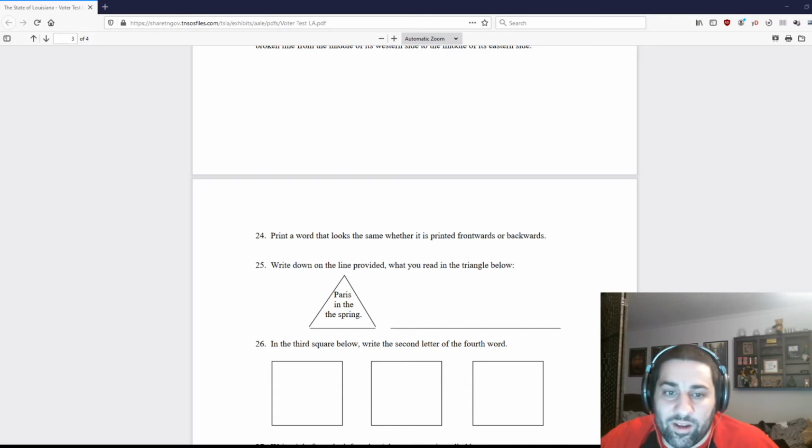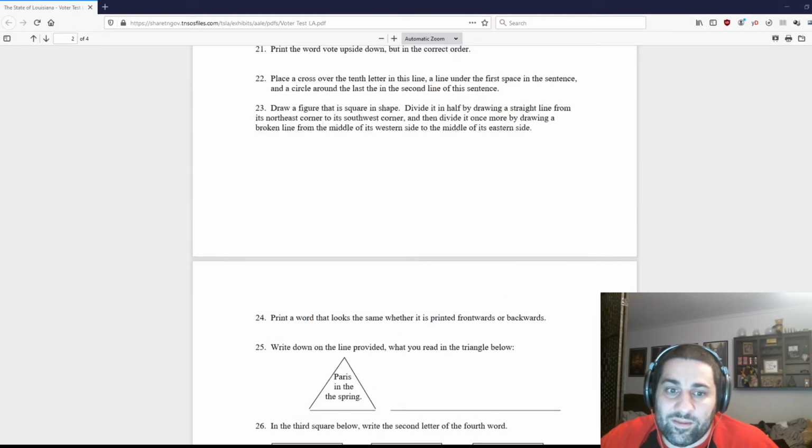I think I got it working now. Can you guys see it? Yeah. Okay, print a word that looks the same whether it's printed forwards or backwards. I'm going to get super lazy. I'm going to use the word I. Fuck them, got them. White nationalists owned.